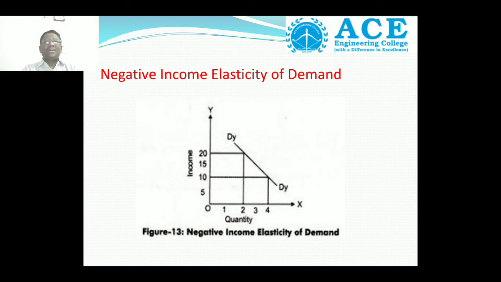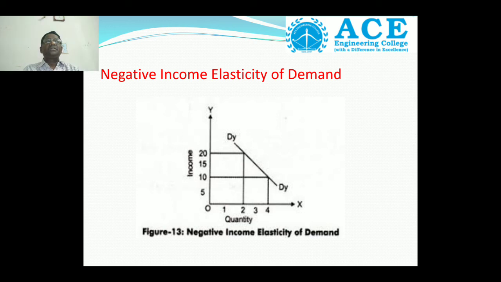Then what is the curve shape? The curve shape is sloping downwards from left to right. What is the curve shape of the positive income elasticity? The positive income elasticity is sloping upwards, whereas negative income elasticity is sloping downwards.